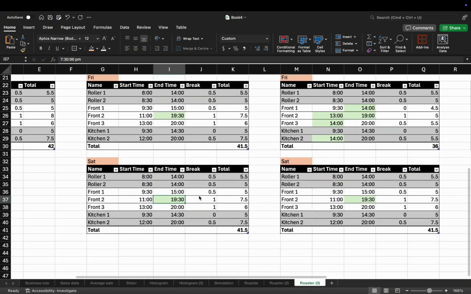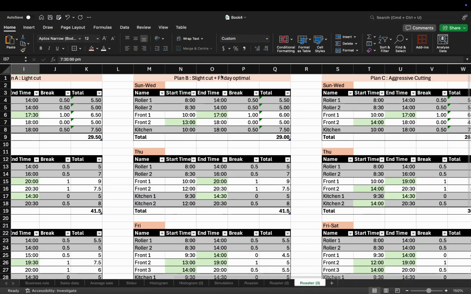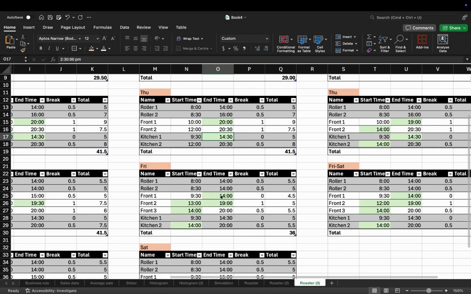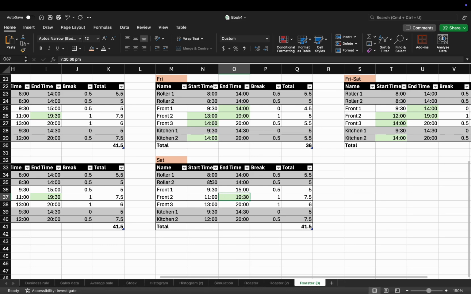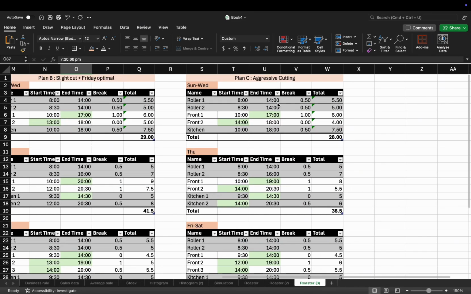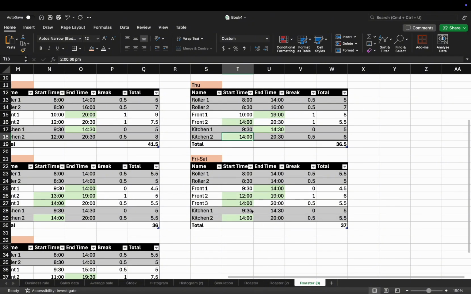For plan B, I will do the same as plan A, but on Friday, instead of reducing 1.5 hours, I'm going to reduce 6 hours, because in comparison with Thursday and Saturday, Friday has a lower average sale and standard deviation. So I think there will be lower risk when I reduce the total amount of working hours on Friday. About plan C, I'm going to reduce the working hours as much as possible by following the business rule.